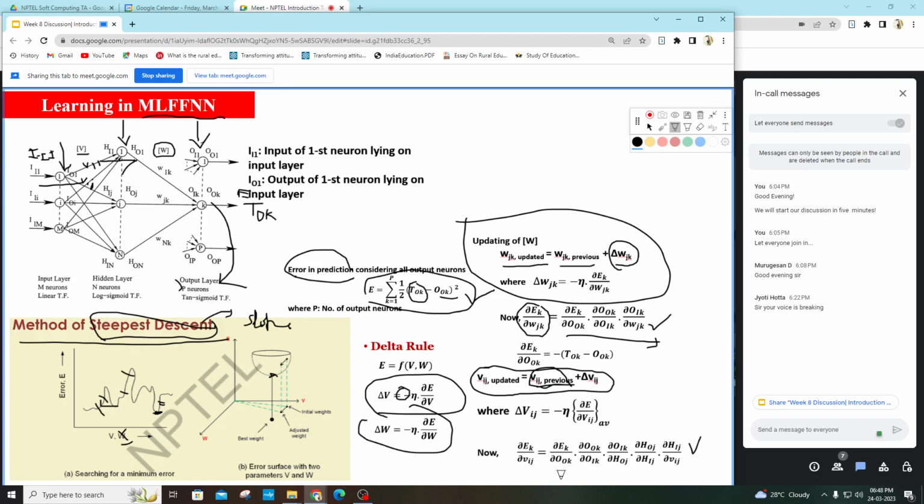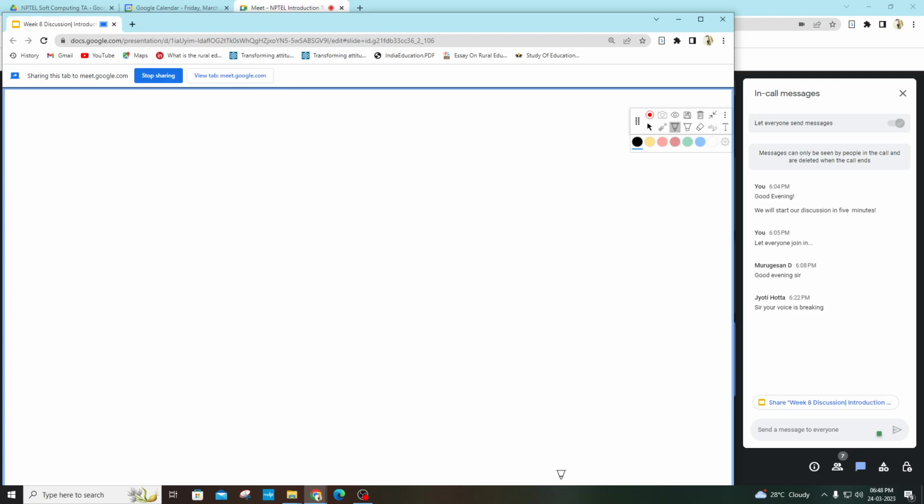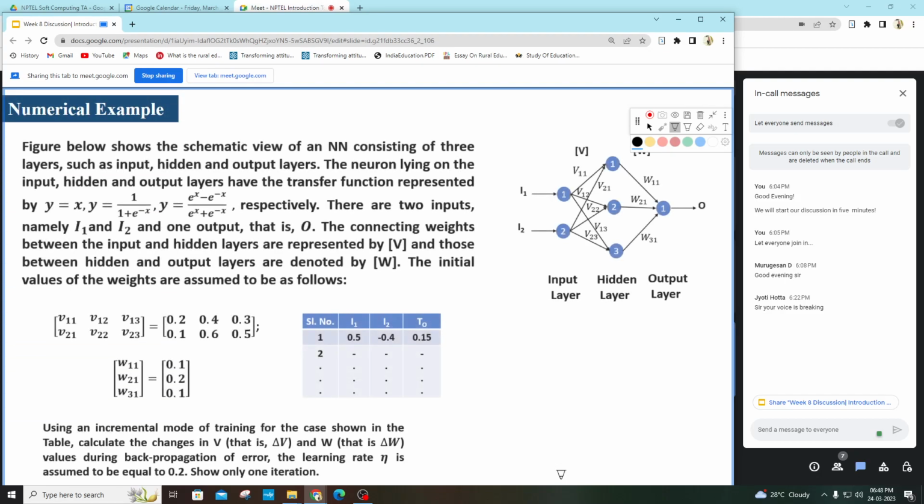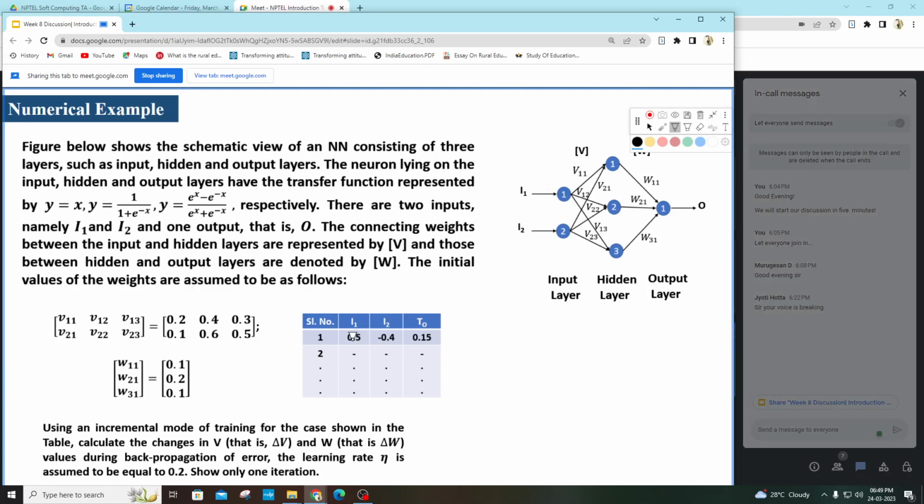Yes, sir. Okay, so let's see a numerical example, that will be clearer. Here you can see we have three layers: the input layer, the hidden layer and the output layer. In the input layer we have 2 neurons, in the hidden layer 3 neurons, and in the output layer only 1 neuron. The inputs I1 and I2 are given as 0.5 and minus 0.4.